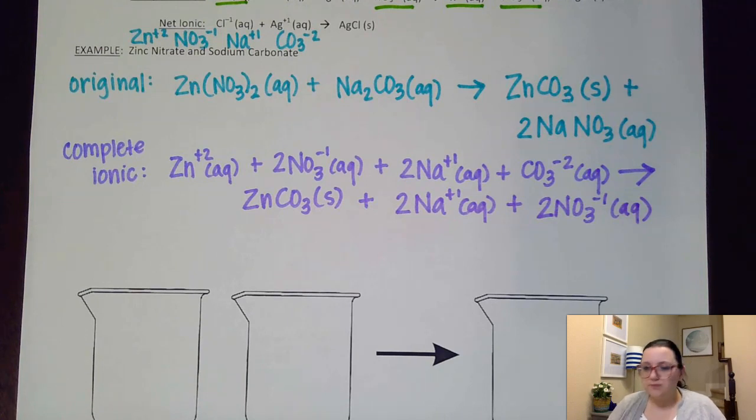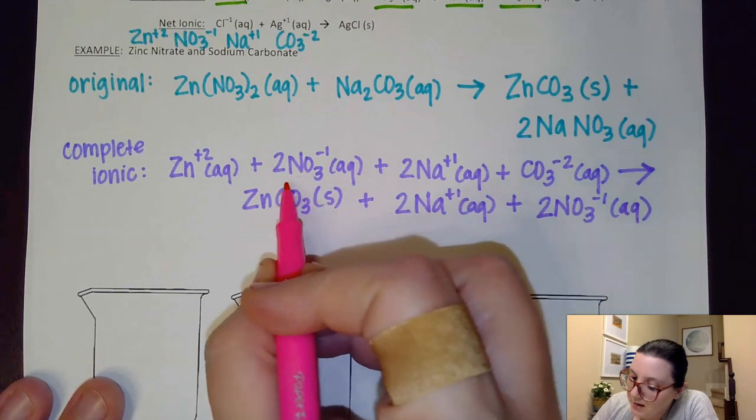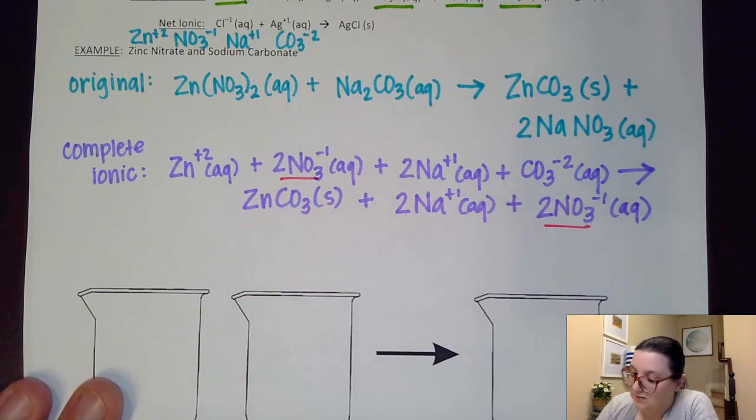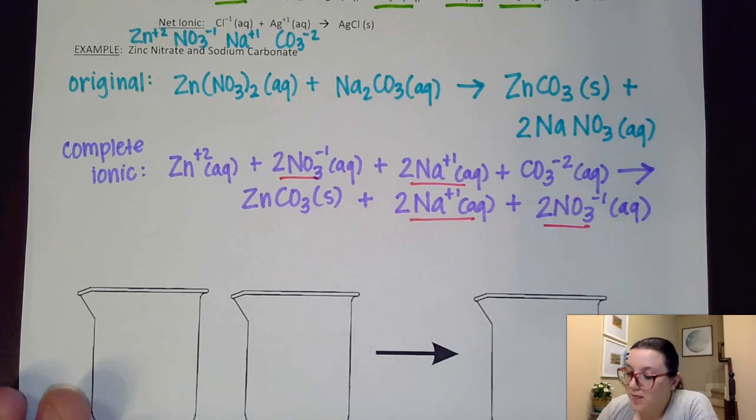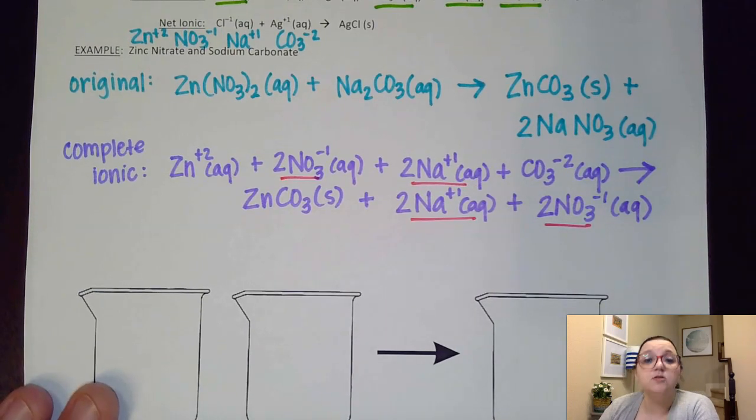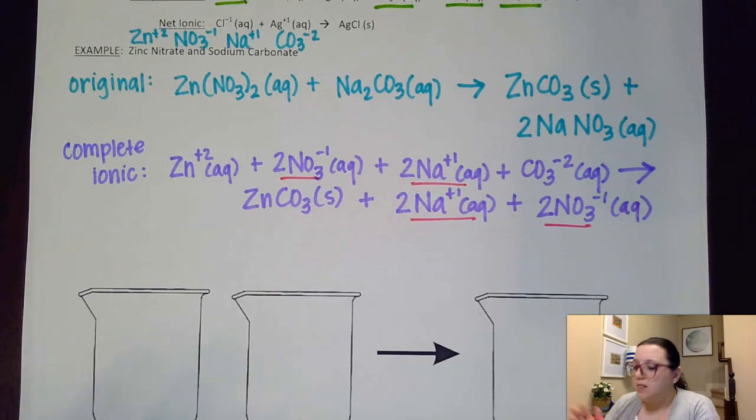Now here's the deal. I have some things that stayed exactly the same from side to side. And when I say exactly the same, I mean both charge and state need to stay the same besides just the formula. And if I look here, I see that nitrate remained exactly the same from side to side, as well as sodium remained the same from side to side. So what that means is that those 2 substances are spectator ions. They're present for this solution reacting, but they themselves aren't participating in that process. They're just simply watching the reaction take place.